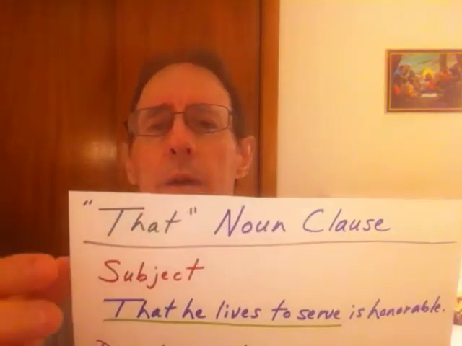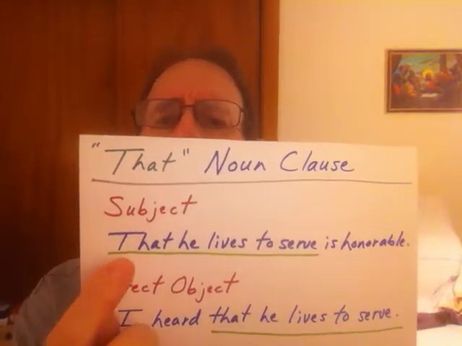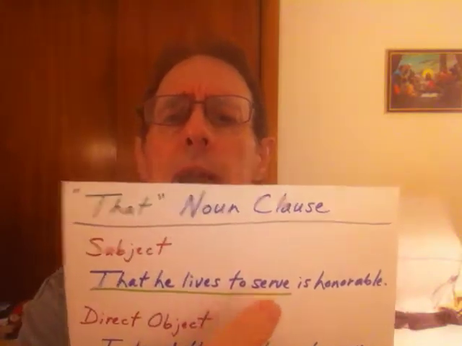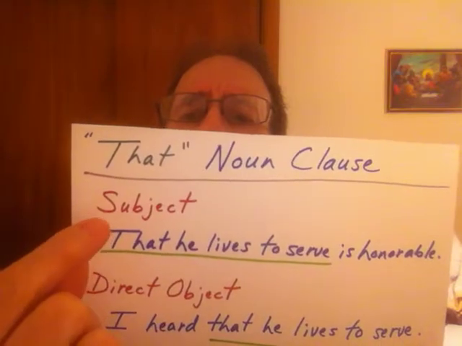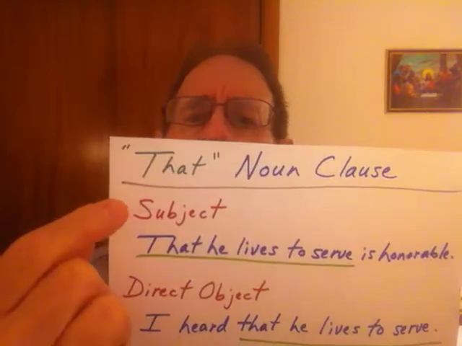Now, the noun clause can act as a subject, okay? That he lives to serve is honorable. In other words, he lives to serve humans. He lives to serve mankind, or nowadays they say humankind, okay? So that's what we mean. That he lives to serve, lives to serve others, is honorable. Now, this noun clause, that he lives to serve, is the subject of this sentence. That's pretty clear, all right?